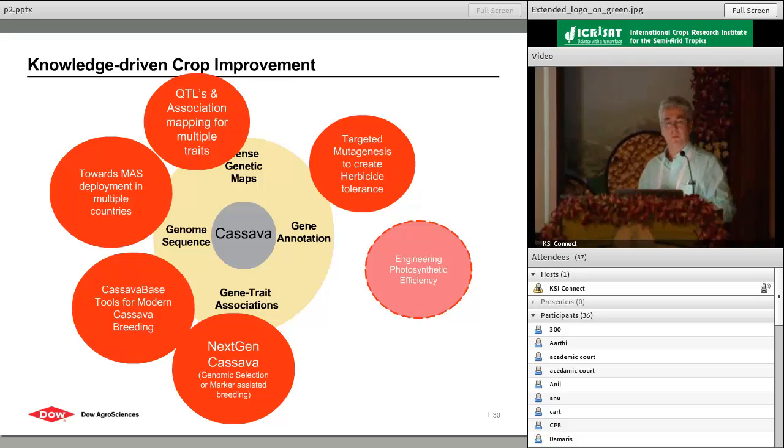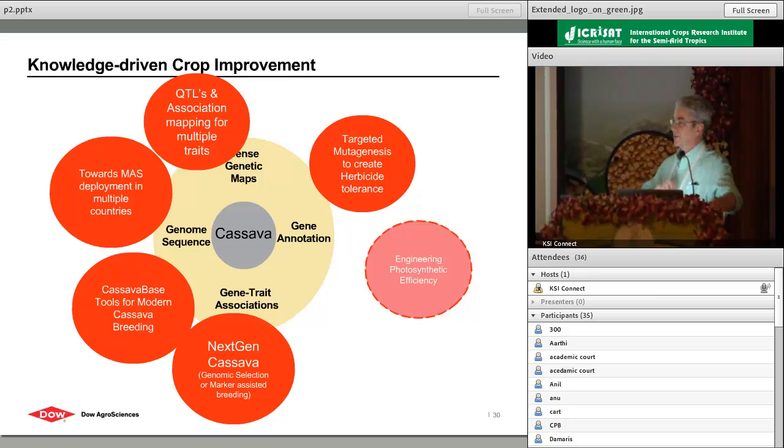One last point I want to make is that these data resources are all well and good, but what's really needed to use these is people who are knowledgeable and skilled in exploiting them. And so capacity building, in my opinion, is not so much about how to generate these data, but how to use these data. That's the most critical gap that we have today, particularly in the cassava community. So that's going to be our next focus.